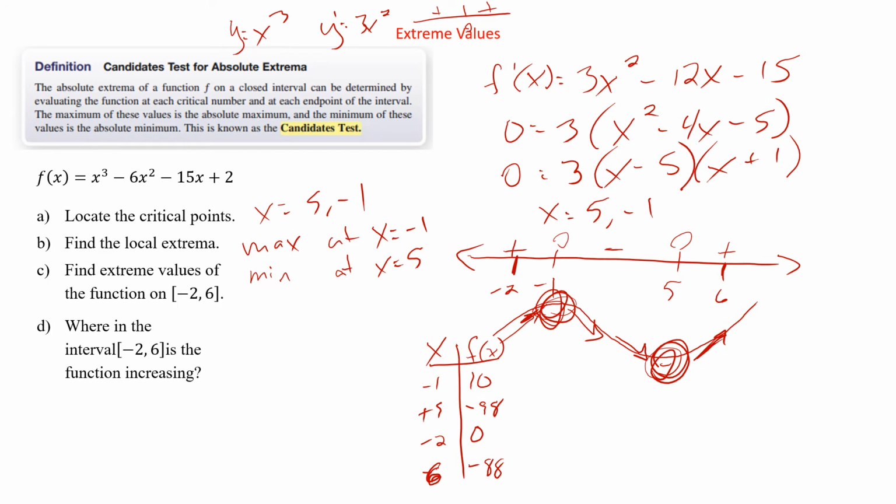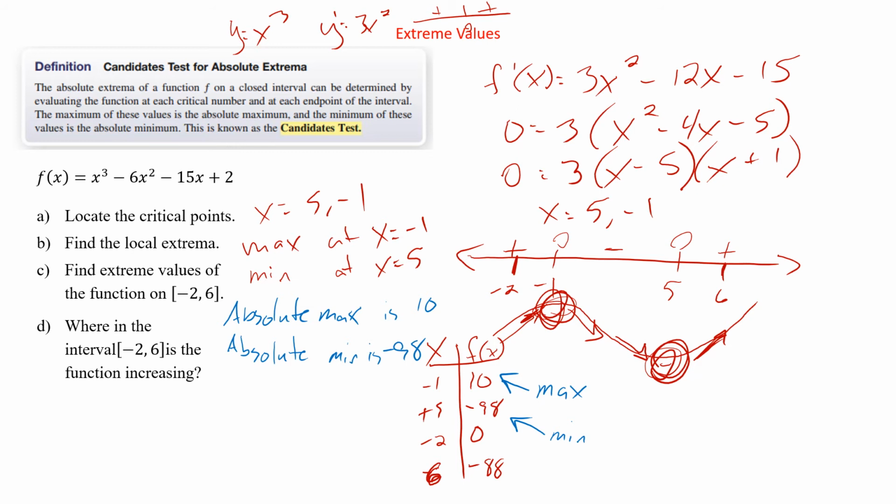So now we want the extreme values, the absolute maximum and minimum. For the absolute maximum, we just have to think what number is the biggest. Hey, 10 is the biggest number here. So this is the maximum. For the absolute minimum, what number is the smallest? Negative 98 is the smallest. So the absolute max is 10, and it happens when x equals negative 1. The absolute minimum was negative 98, and that happens when x equals 5.